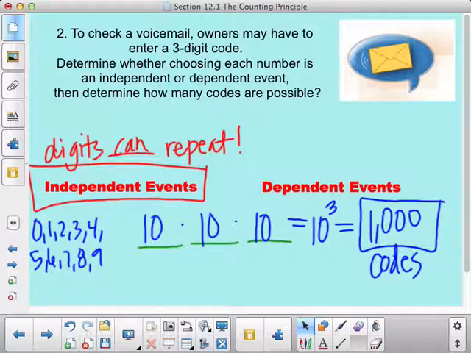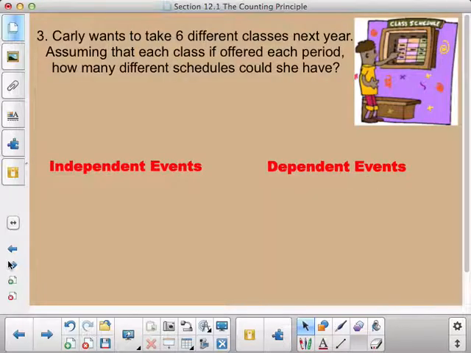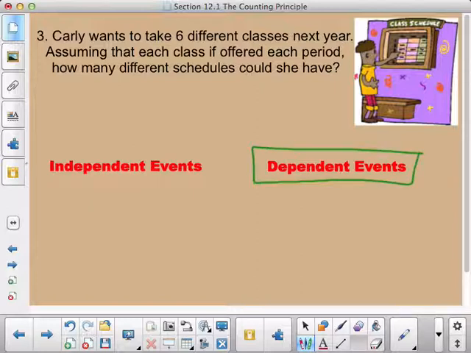Let's move on to example 3. Carly wants to take 6 different classes next year, assuming that each class is offered each period. How many different schedules could she have? Well, in this case, we want to know if it's independent or dependent. If you take math first hour, is she going to take math again second hour? Most likely not. So this would make it dependent because she can't take the same class twice. They cannot repeat.